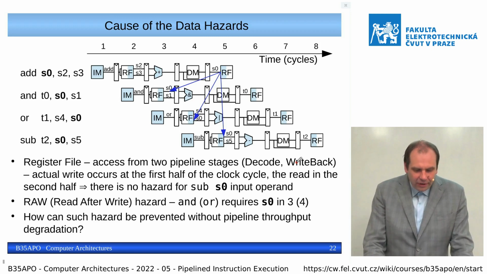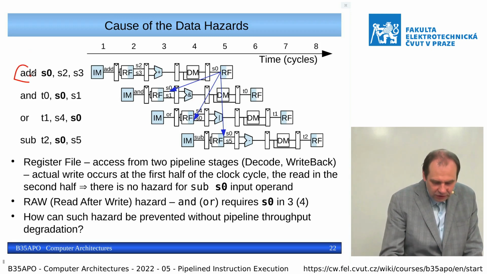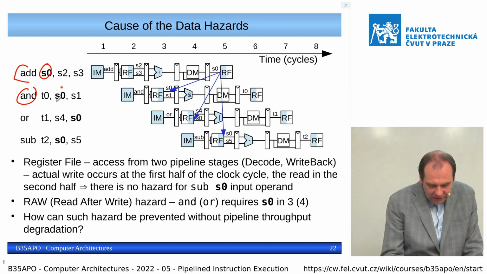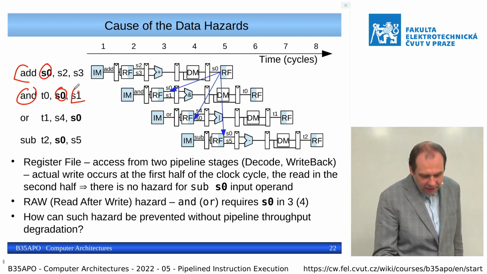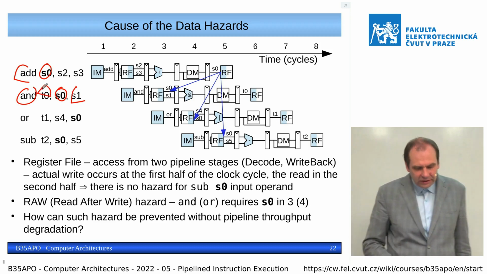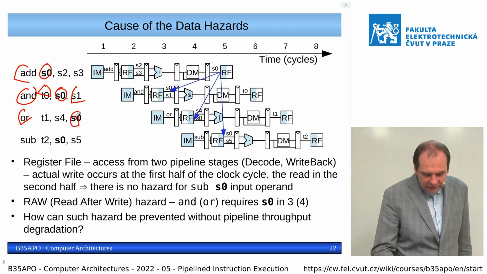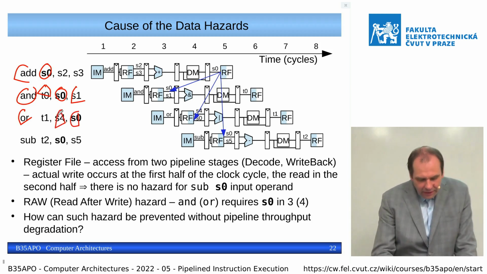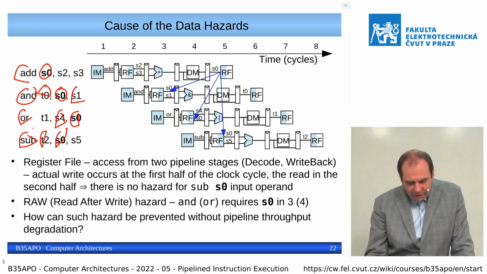So basically, what happens here? We have the add instruction, which adds to register S0, and then the AND instruction, which takes the value from S0, combines it with some independent S1, and stores the result to T0. Then the OR instruction, which combines S1 as the second input with S4. And the third one, a dependent instruction, which computes T2 and takes S0.